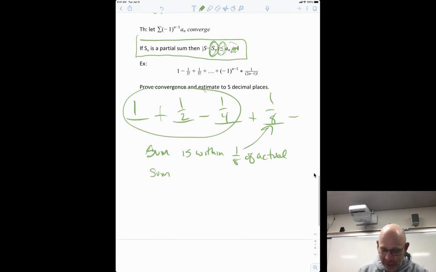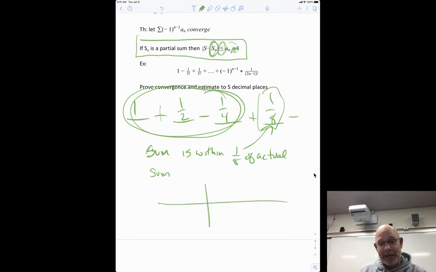And the reason for that is this: whatever these add up to, let's say here's where I am, the sum. The next term I'm going to add is 1/8. So S sub n plus 1/8. But then the next term is going to subtract, so I'm going to go back this way and wind up in here. Then I'm going to go back this way, but not as far as I already was. So this is the furthest away I'm ever going to be from the sum. So just the next term.